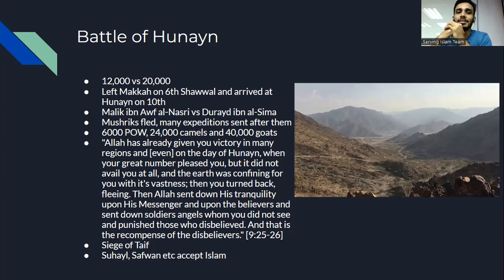So Hawazin and Saqif were the two tribes in Taif, and both of them were on idolatry. Now Makkah has been conquered, and these are the only two main tribes, the major city remaining on paganism. So they decide to attack Makkah, take it for themselves and reintroduce idolatry. They send emissaries to different tribes which are still on paganism, gather an army of 20,000, and decide to attack Makkah.